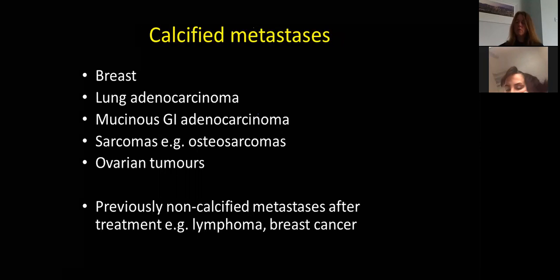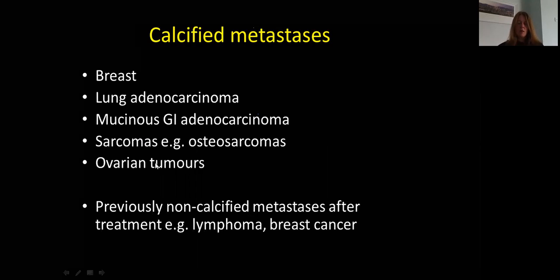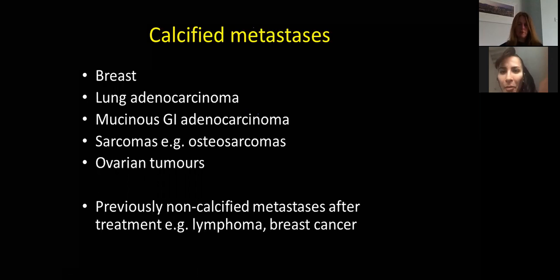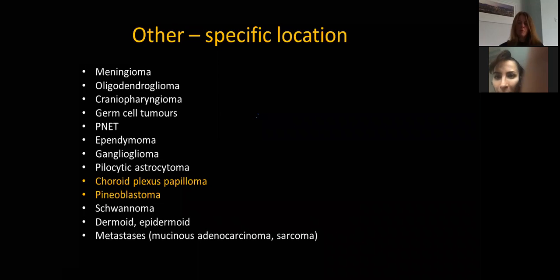So what other metastases can calcify? We've talked about lung, obviously. So breast, quite common. GI, so mucinous adenocarcinomas and sarcomas, as well as ovarian tumours. And the other thing that can catch you out, if you've had lymphoma or breast cancer and you've had treatment for these, you can have calcification afterwards. So don't forget about the ones which don't present often with calcification like lymphoma. Think about post-treatment change as well.